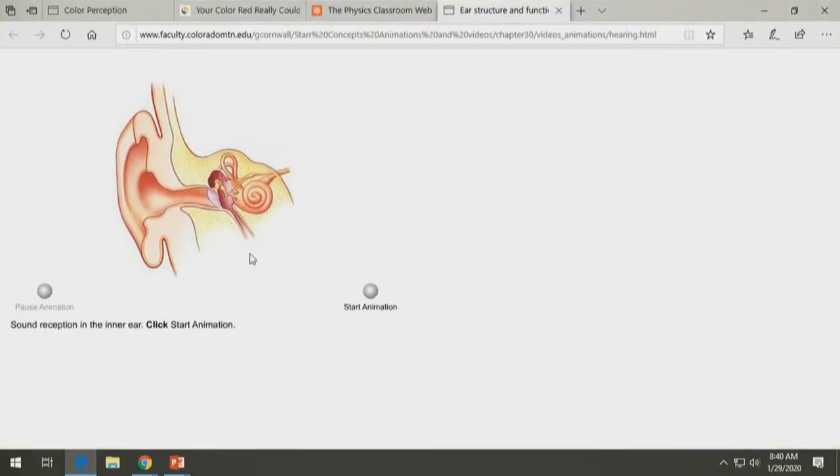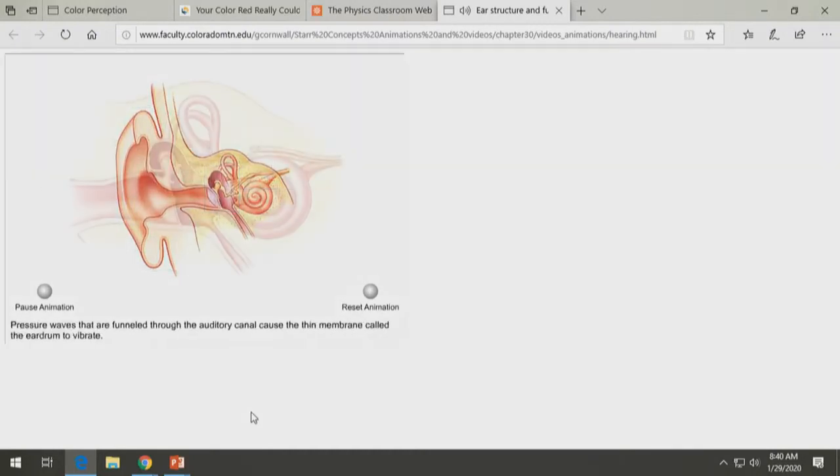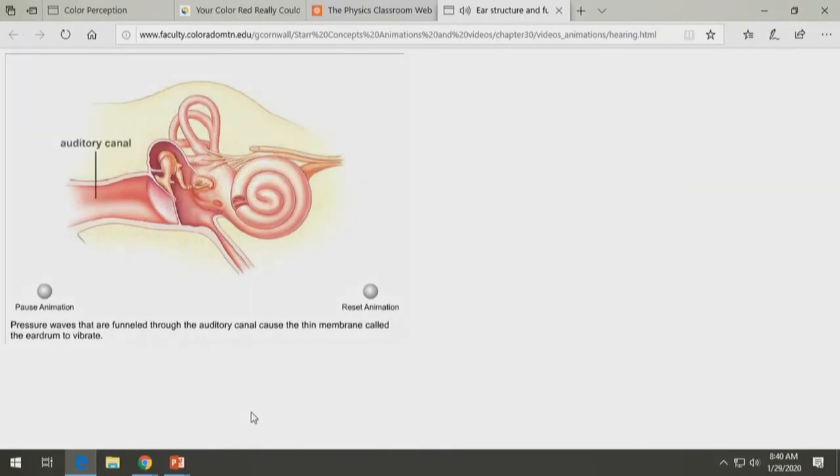Okay. So here's our ear structure. There are 3 regions to the human ear. The outer ear gathers sounds and funnels them to the middle ear. The middle ear amplifies the sound waves and transmits them to the inner ear where the sound receptors are located. Pressure waves that are funneled through the auditory canal cause the thin membrane called the eardrum to vibrate.